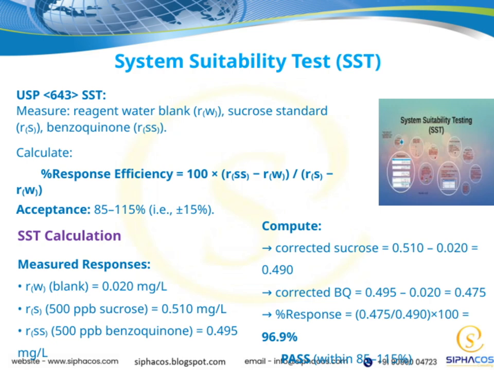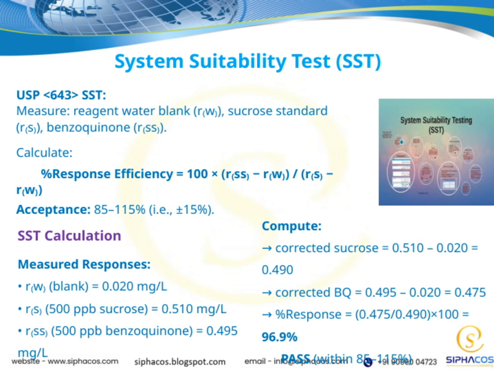Using these, we calculate the response efficiency with the formula: 100 times the difference between R(SS) and R(W), divided by the difference between R(S) and R(W). This tells us how effectively our system responds to the analyte. Finally, the acceptance criteria for this test are between 85 and 115%, which corresponds to a plus or minus 15% range. Meeting this ensures our system is suitable for reliable analysis, maintaining confidence in our results and ensuring quality control throughout the process.